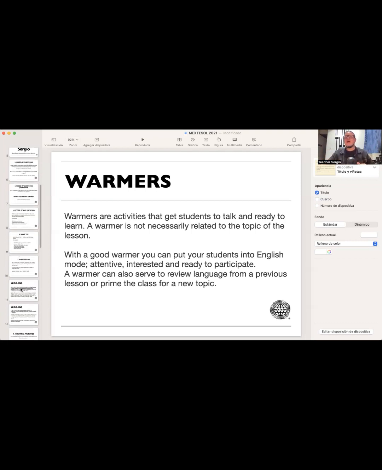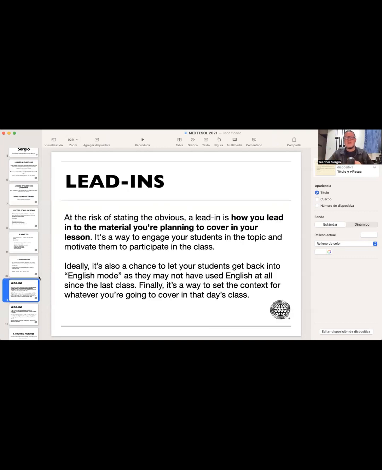Okay? Now, the difference, because warmer and leading is a very similar concept in terms of how the activities go, is this. A leading is how you lead in to the material you're planning to cover during your lesson. It is the way you use to engage your students in the topic and motivate them to participate in class. Again, very similar to a warm-up, because here again, you have to engage your students, you have to motivate them to participate, but check this out.